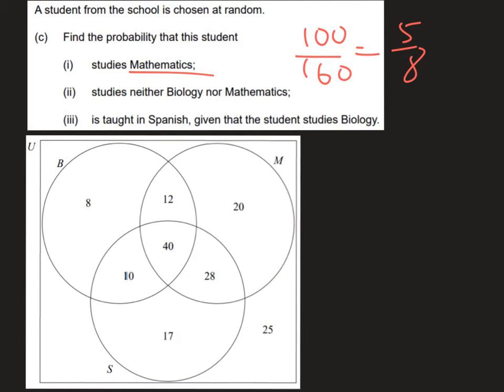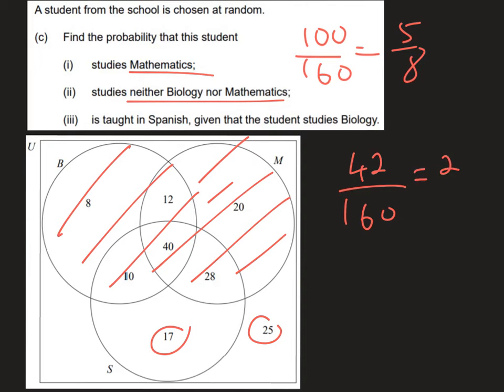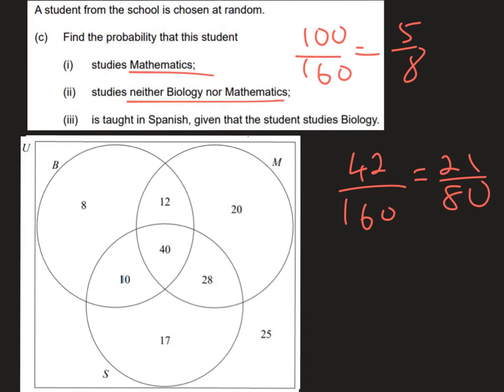For part 2, we are asked to find the probability that a student studies neither biology nor mathematics. So the easiest way to think about this is just cross out anything that is in set B or set M. Add these 2 together, so we're going to end up with 42 pupils out of the total in the universal set, which is 160, which we can simplify down to 21 over 80.